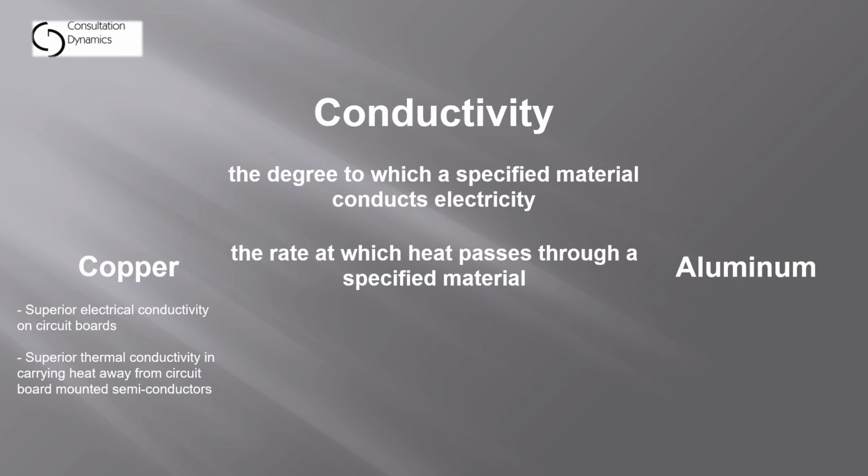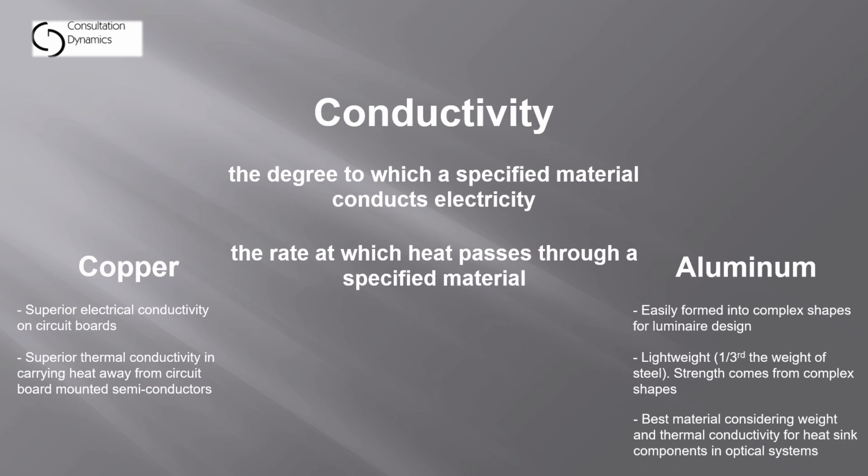And the superior thermal conductivity of copper means that using a small amount of copper on those circuit boards behind the LED where they mount to the board allows heat to be transferred from the LED to the general circuit board surface itself and then moved to the heat sink that the circuit board is mounted to. And that's where the aluminum comes into play. Aluminum is easily formed into complex shapes for luminaire design by extruding or casting or spinning or other such elements, particularly for castings and extrusions.